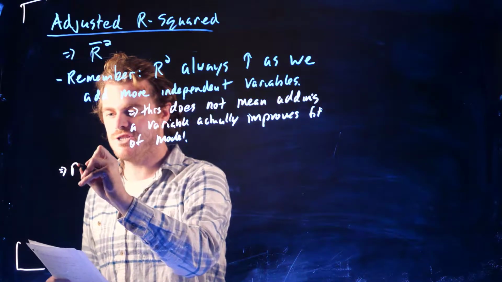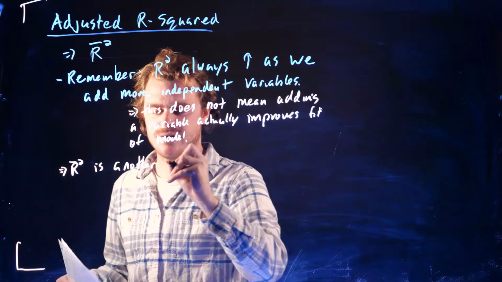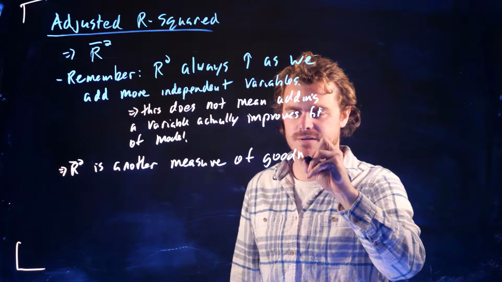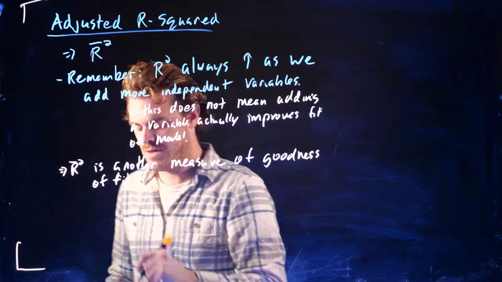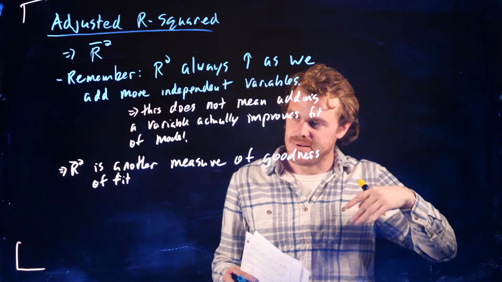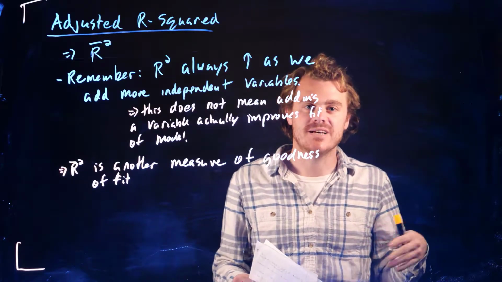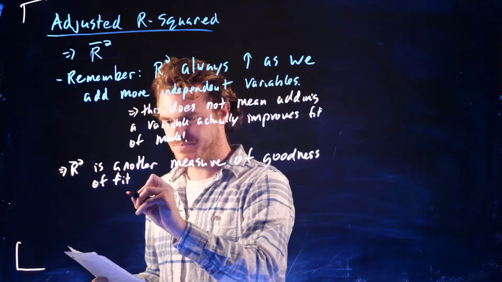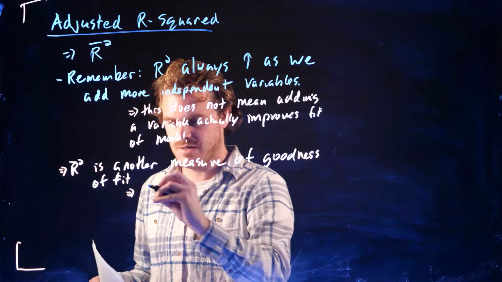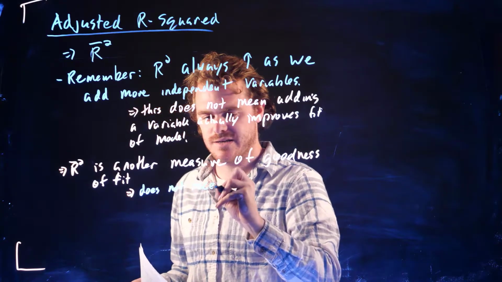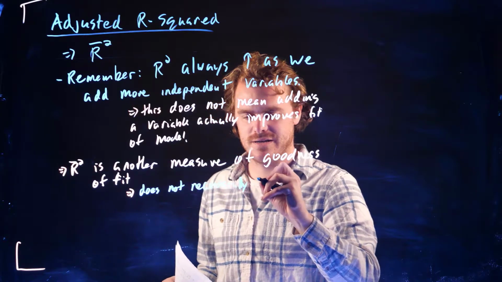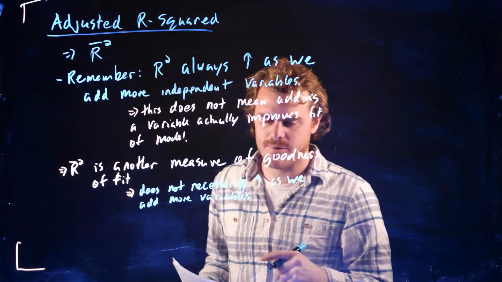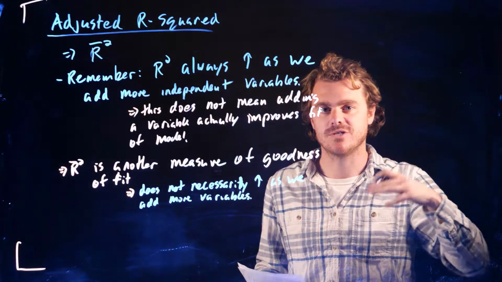So the idea behind adjusted R-squared is that it's another measure of goodness of fit. It's an alternative, or maybe complementary, measure of goodness of fit. When we add more variables, it doesn't necessarily increase in value. It can increase, it could decrease, or it could stay the same. It does not necessarily increase as we add more variables. It depends on the nature of the variables, how important they are in our regression, and explaining the variation in y determines whether it goes up or down.